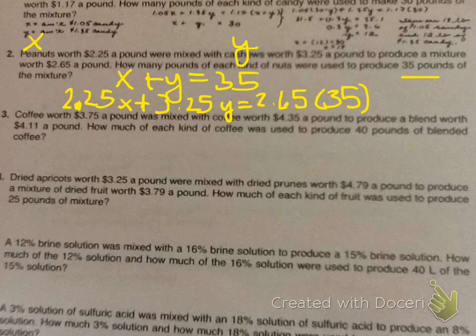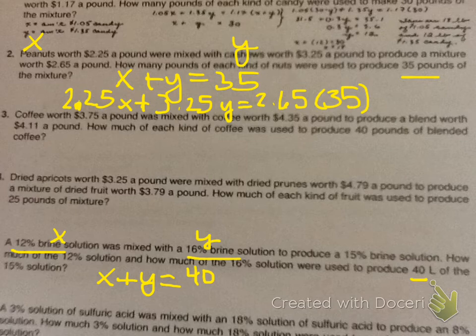Compare that to the mixture or the chemical one, which is like number 5. I'm going to say x is the 12% brine solution and y is the 16% brine solution. And there I'm going to decide again that x plus y equals the total. In this case, the total is 40 liters. That's how much I'm making.